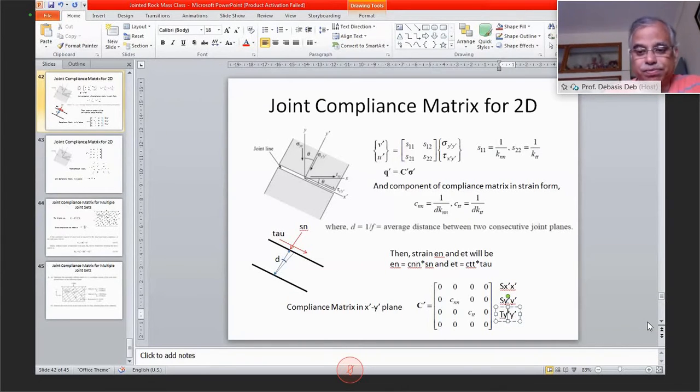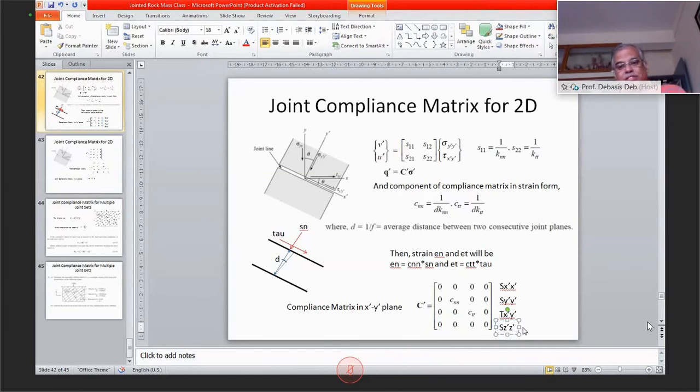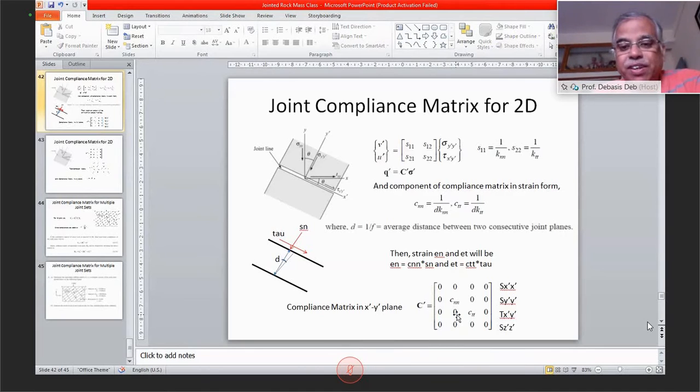tau x dash y dash. And this one is sigma z dash. Okay. Now you can see we have only these CNN and CTT, these two. The rest are all 0, because these two stresses are not being used. Okay. But why have I given this 4? Because we have to invert it, so that we finally get a 4 by 4 matrix.